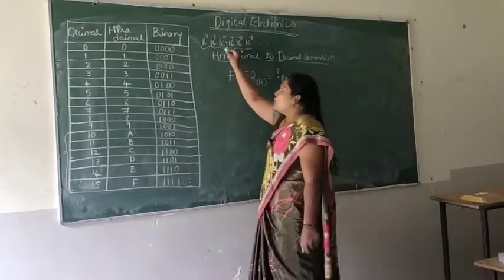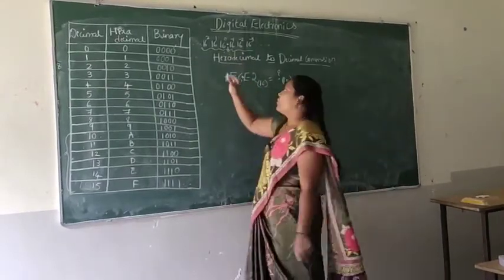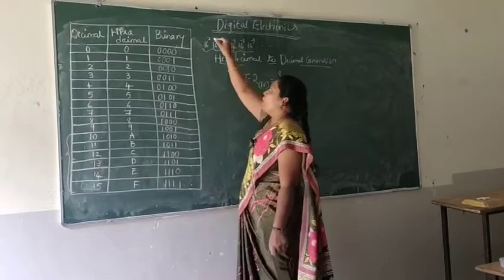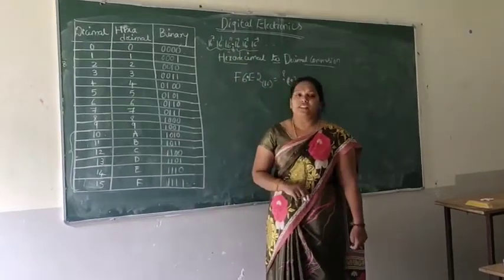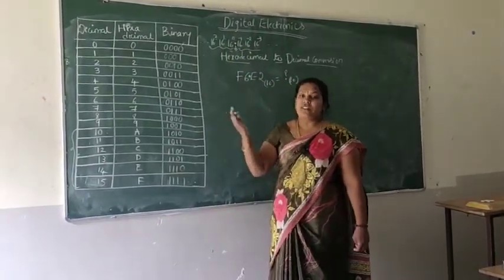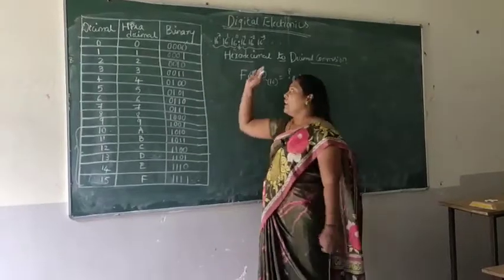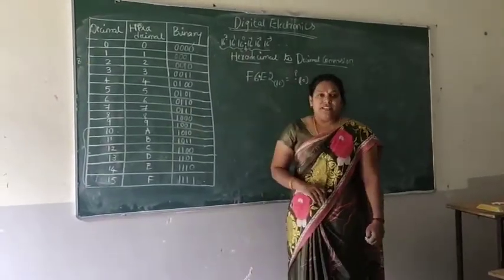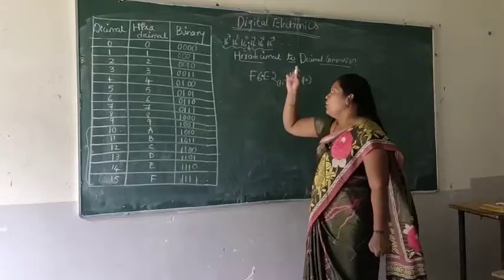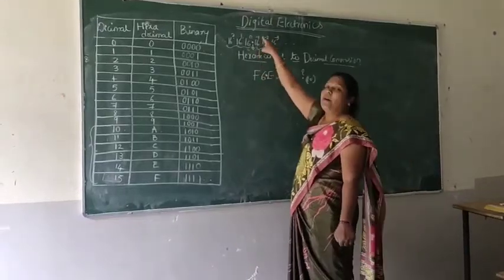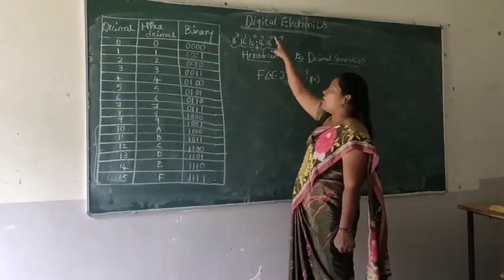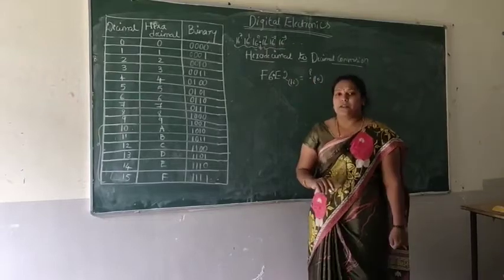From the left we start with 0, 1, 2, etc. in the power of 16: 16 to the power of 0, 16 to the power of 1, 16 to the power of 2, and so on going to the left side. For the fraction part, you represent 16 to the power of minus 1, 16 to the power of minus 2, like that.